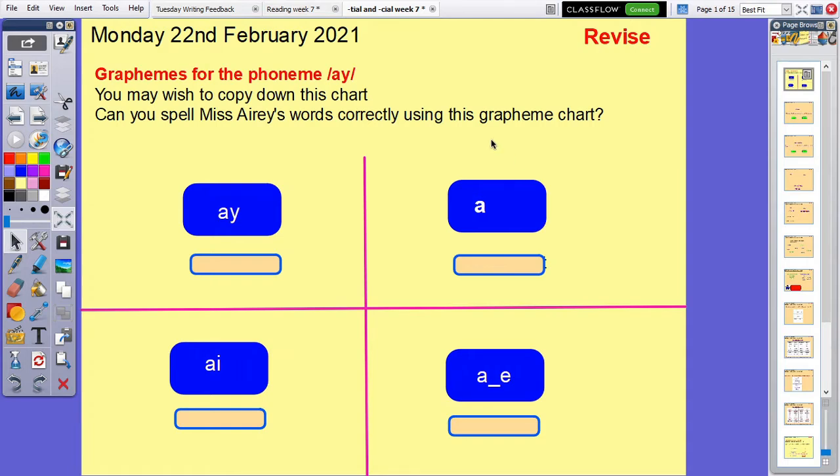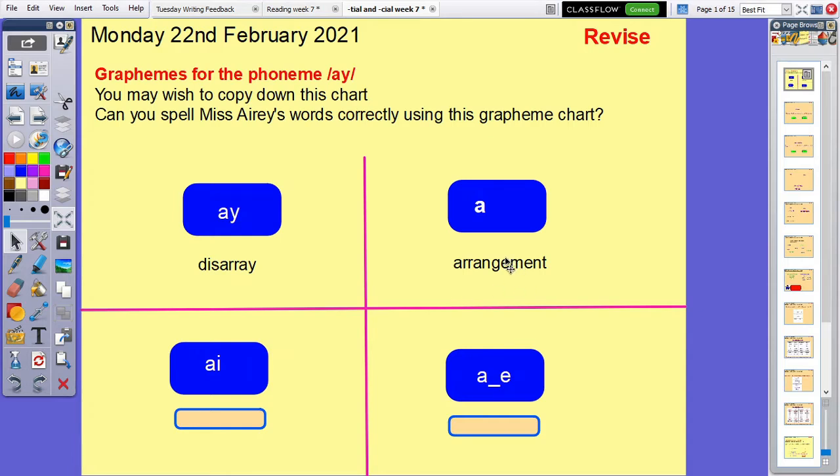Okay, and now if you wish to take a different colour pen or pencil, you can mark these. So under the AY, under this grapheme here, you should have the word disarray. So we've got the prefix there, so if you could remember how to spell array with a double R, you'd be all right there. So disarray.